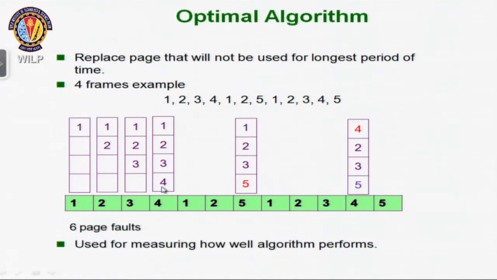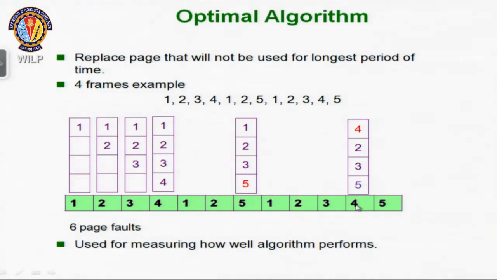We know that the first 4 frames would get filled. Now 1 is already present, 2 is already present. Now 5 is required to be brought. When 5 is required, I look at the frames which exist: 1, 2, 3, 4. We find which frame is not required for the longest period of time. 1 is immediately required, 2 is immediately required, 3 is immediately required, 4 is later than that. So 4 becomes the victim and is swapped out. So we bring in 5.